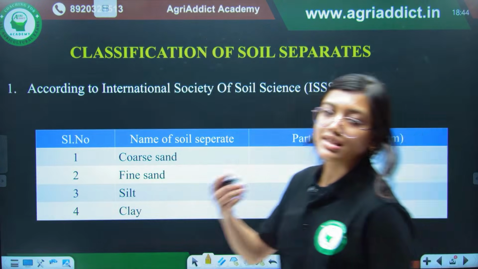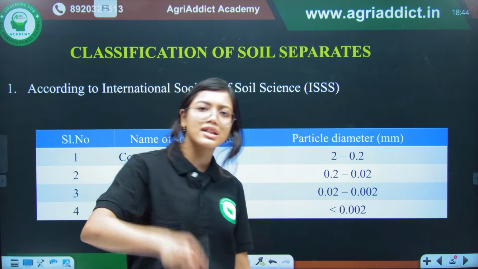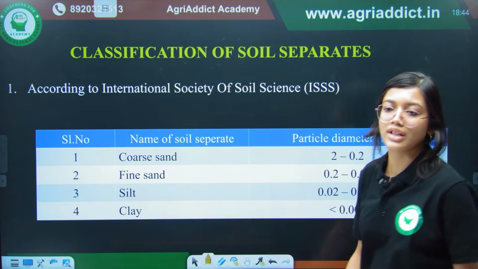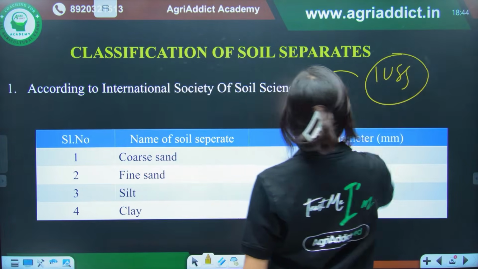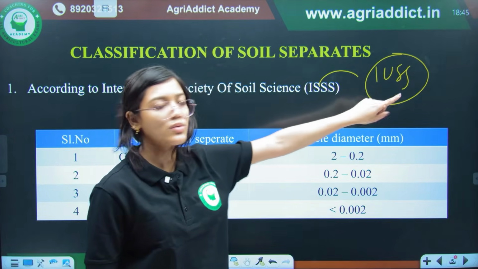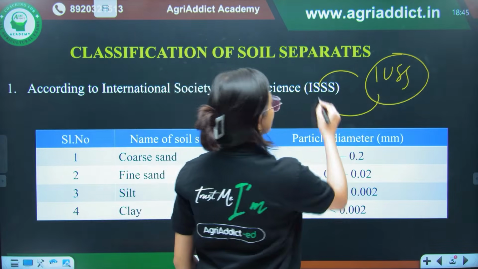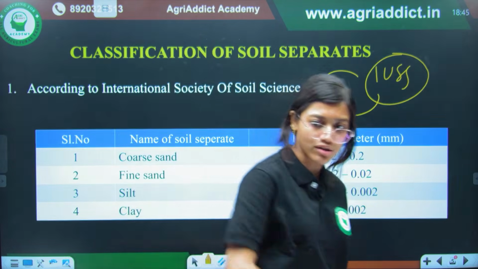Now we will classify the different soil separates accordingly. We have two major systems of classification. One is the International Society of Soil Science, which was renamed from IUSS. Now who will tell me what is the full form of IUSS, and when did the IUSS get converted into ISSS? I want that in the chat box.